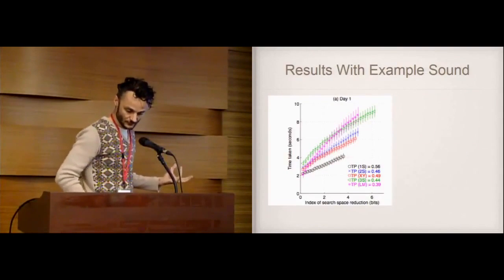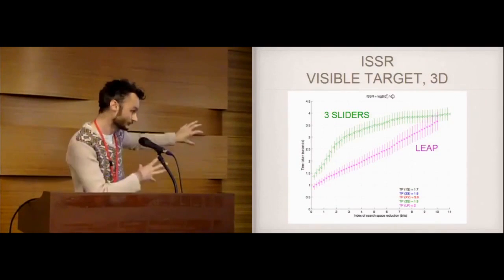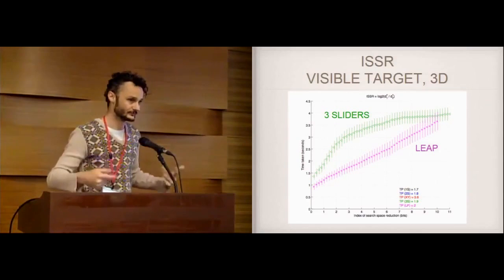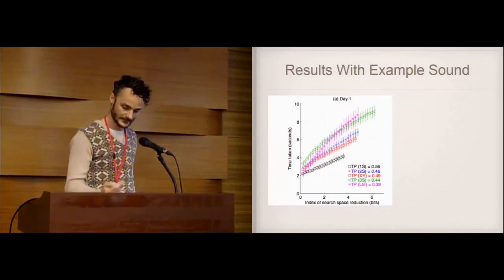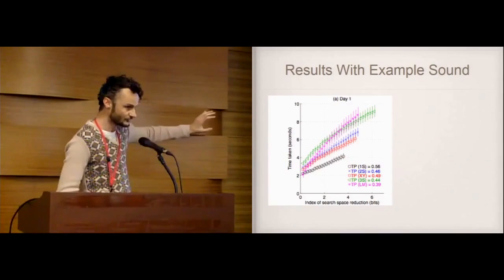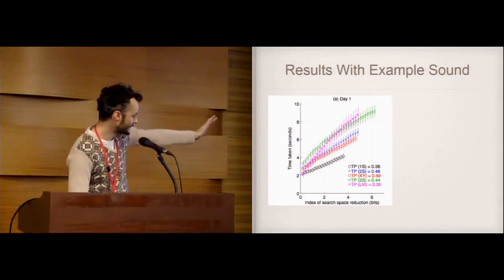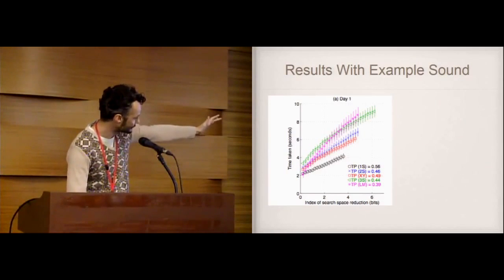So this is the result with the sound. That previous one was with the visible target. So that's the control test where people are just moving as fast as possible to a visible point. And this is the result with the sound. So this is day one, before people had practice. And the leap motion's in pink again, and the 3 sliders are in green.